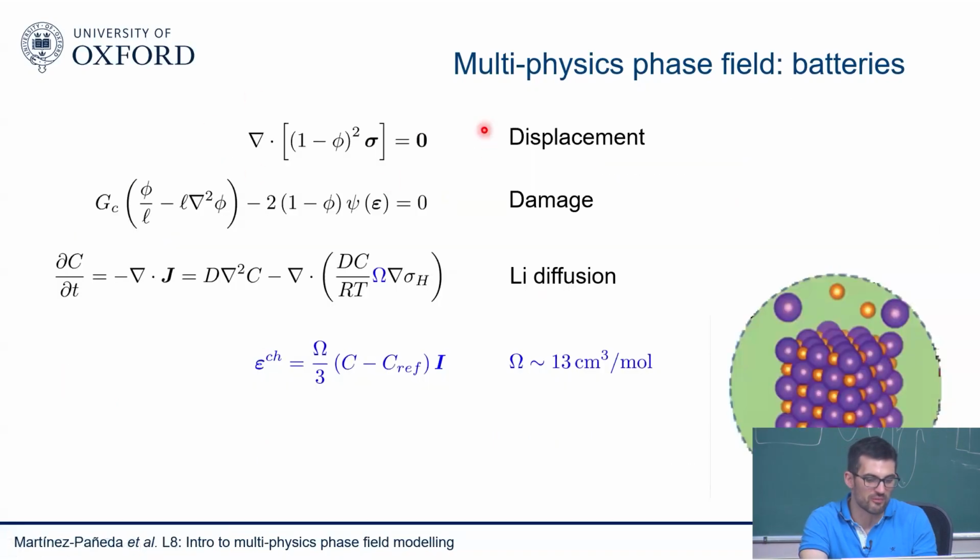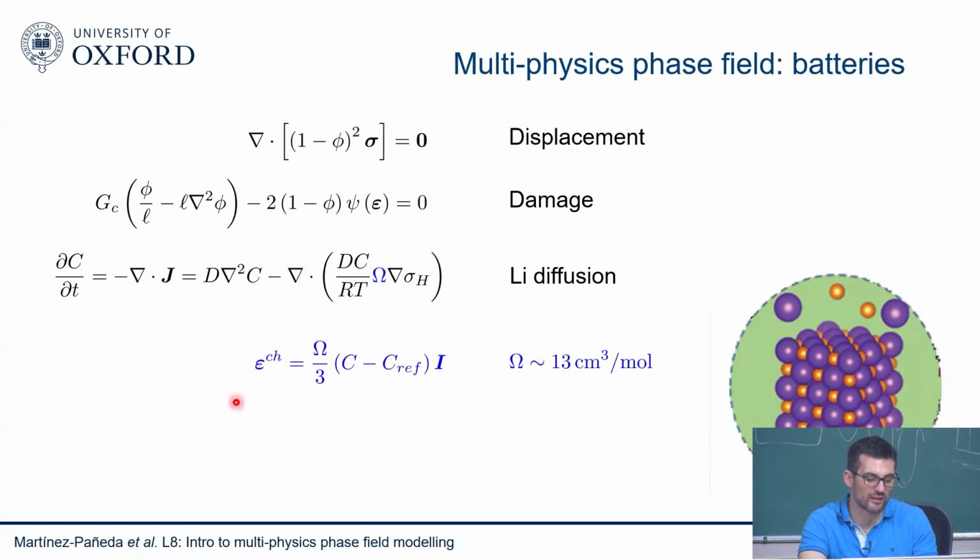So you have a displacement field. Then you have an equation for the evolution of damage, or for the evolution of the phase field. Remember, this is the same as usual: the strain, the density, and the energy. Then you have a transport equation for the transport of lithium, identical to the one of hydrogen. But then there's a few other items.